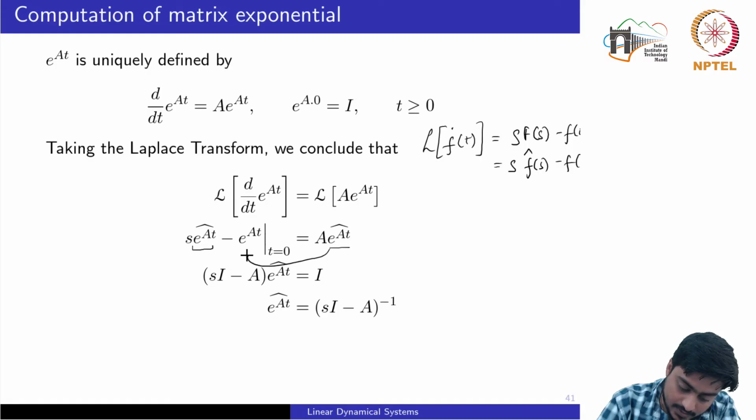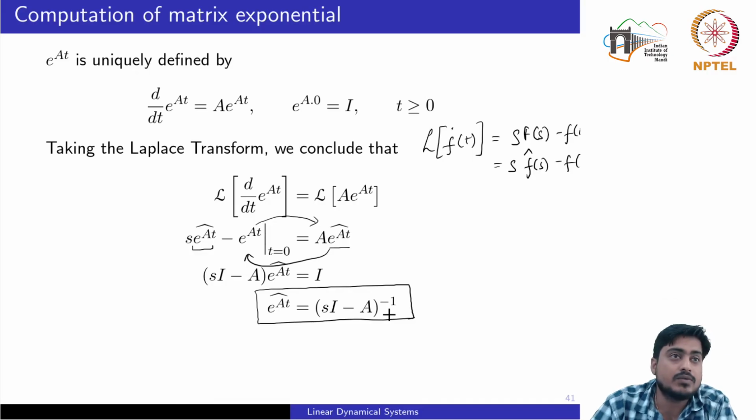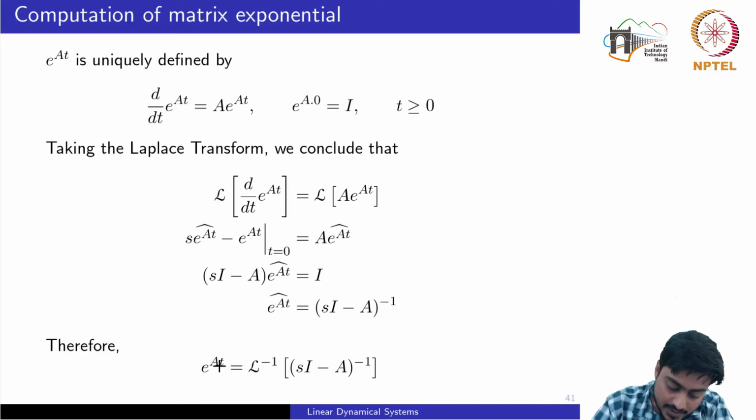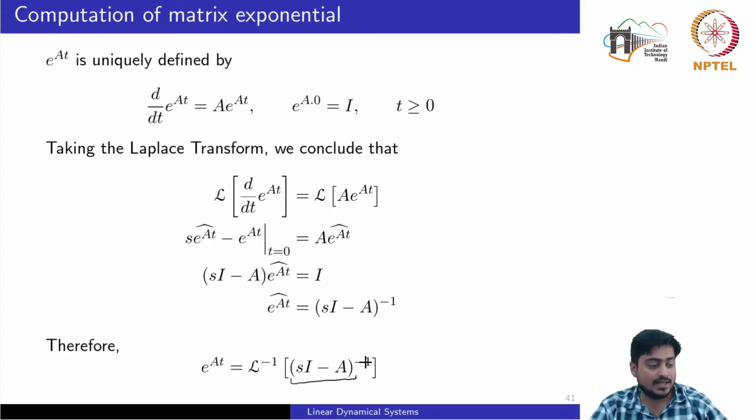Taking this part onto the left hand side and this one onto the right hand side, I can write this part sI minus A into the Laplace transform of e to the power At is equal to I, and finally I can write the Laplace transform of the matrix exponential as sI minus A inverse. Okay, so simply by taking the inverse Laplace transform of this part, I can compute the time domain matrix exponential. Okay, now there are some interesting properties of this sI minus A which reveal some internal structure of the state space system.